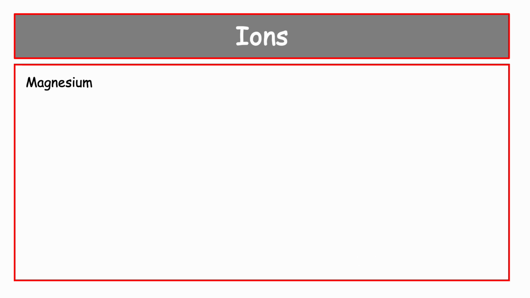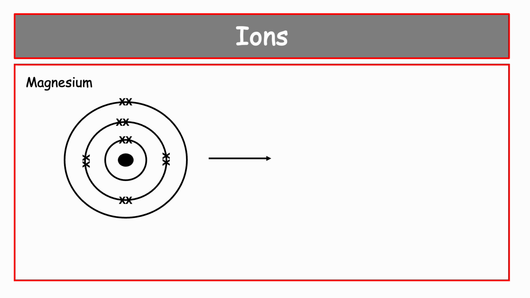Let's look at magnesium. Using the periodic table, I know that magnesium has 12 electrons in total. Thinking back to electron configuration, I also know that 2 can fit in the first shell, a maximum of 8 can fit in the second shell, and if we started off with 12, I know that leaves 2 electrons to go in the third shell. So the electron configuration of magnesium is 2, 8 and 2.